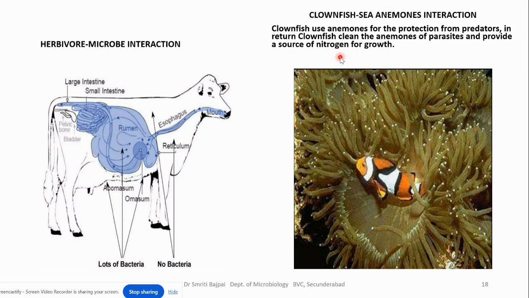Then another mutualism example is the clownfish and sea anemone interaction. So here we can see the clownfish and the sea anemone. In this, the clownfish uses the anemone for protection from predators. And in return, the clownfish cleans the anemone of its parasites and provides a source of nitrogen for growth.